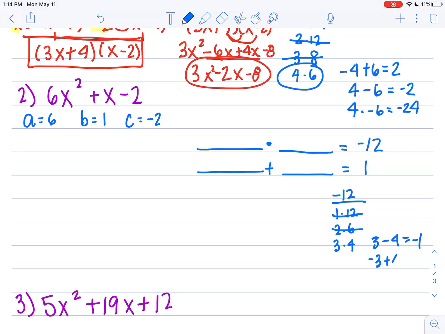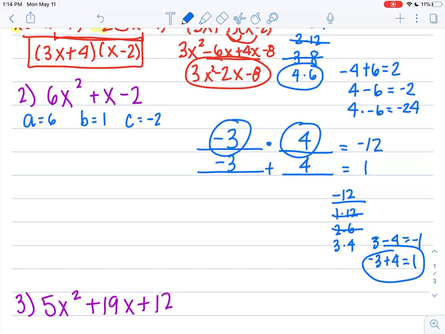Right? But if I want to do a positive one, it's going to look like this. Okay, so let's try those two numbers, -3 and 4. Let's make sure they check out. -3 times 4 is a -12. That's great. -3 plus 4 is a +1. That's awesome.